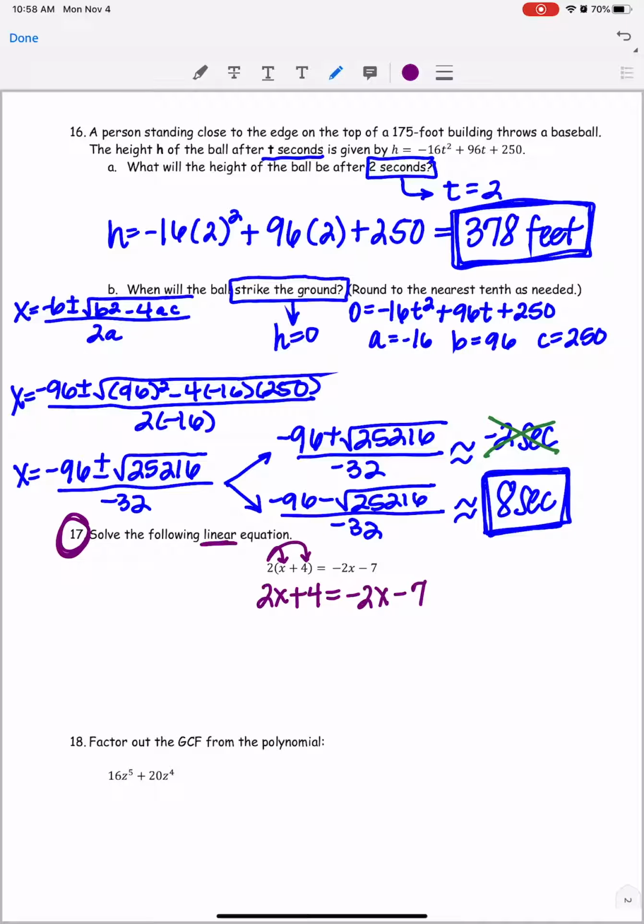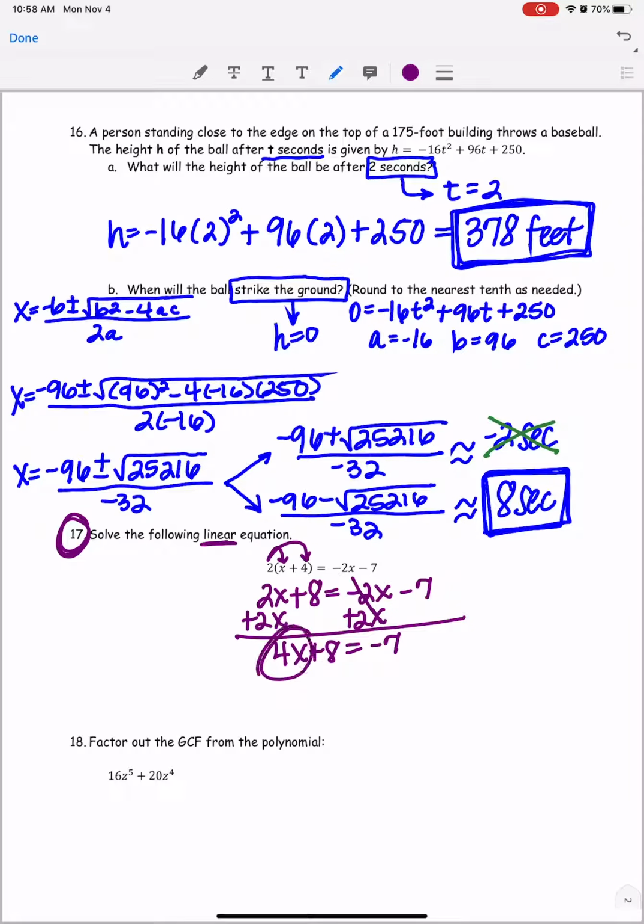So, get your x on one side. So we're going to add this 2x over. I'm left with 4x plus 4 equals negative 7. No, I'm sorry, guys. That should be an 8, shouldn't it? Right here, 2 times 4 is 8. That's my bad. Okay. We're still going to add this over. So I've got 4x plus 8 equals now just a negative 7x.